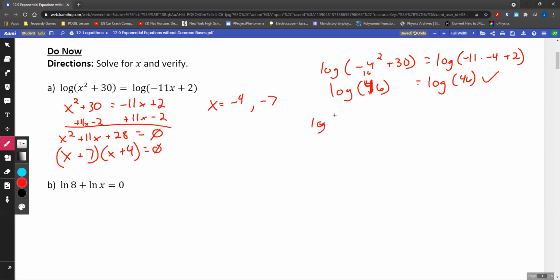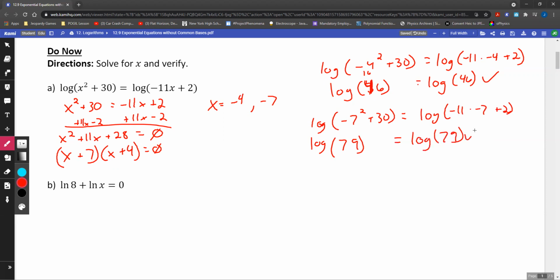Down here, negative 7 squared plus 30. So negative 7 squared is 49 plus 30 gives you 79. The right-hand side, negative 11 times negative 7 plus 2. 11 times 7 is 77. Plus 2 is 79. Again, we get the same thing on both sides.